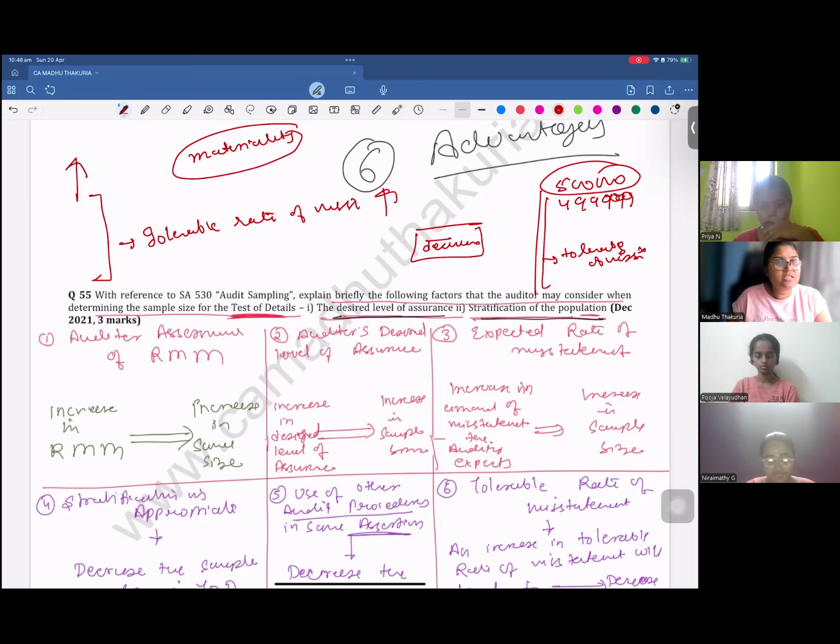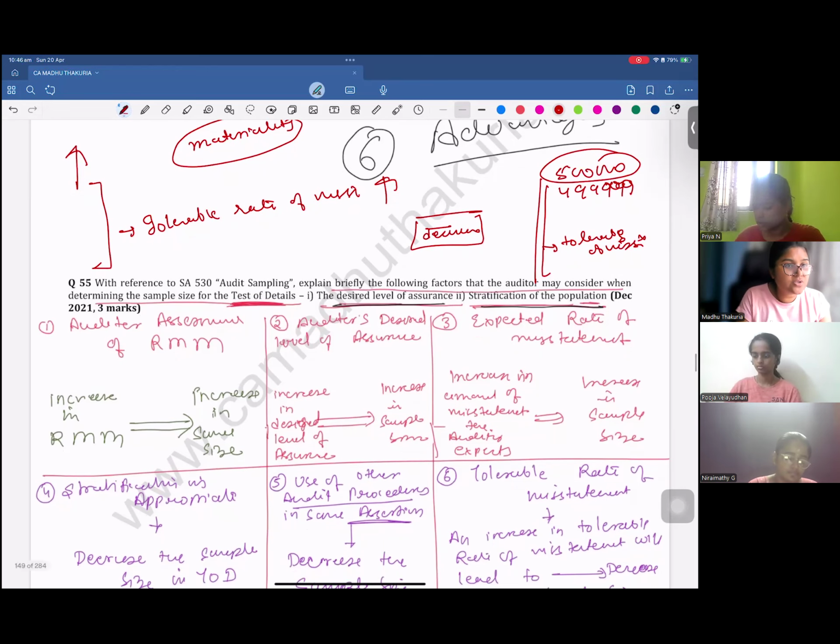Can you please write all these six factors, guys? In terms of test of details, you have six factors. In terms of test of control, you have four factors to consider. Please write this down.